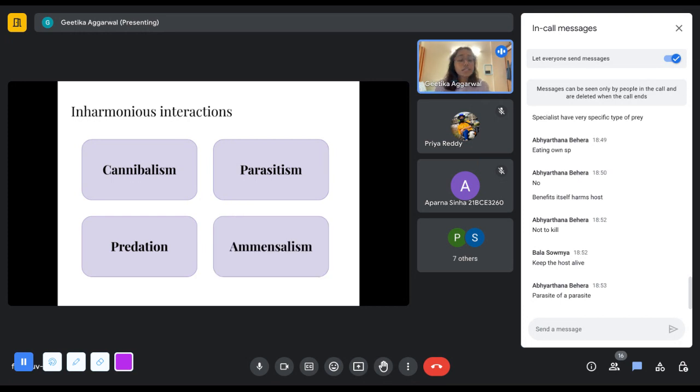Moving on to amensalism. So, amensalism is a type of interaction in which one species is harmed and the other species is unaffected. So, can you give me an example of amensalism? There was a very basic example.